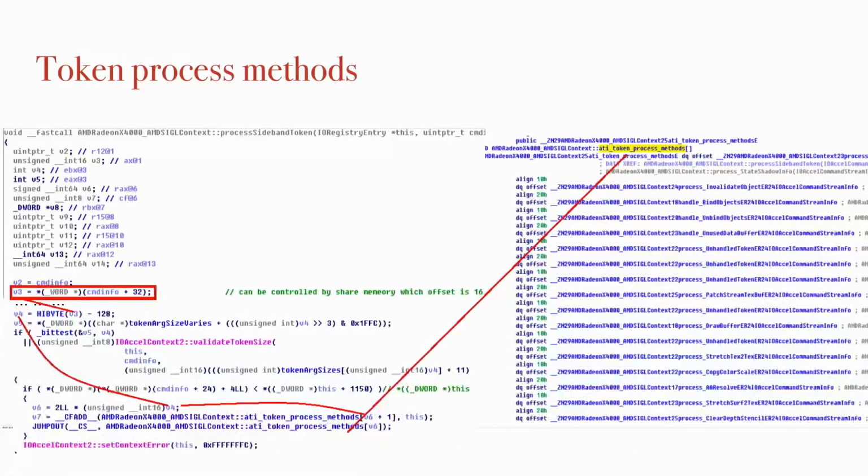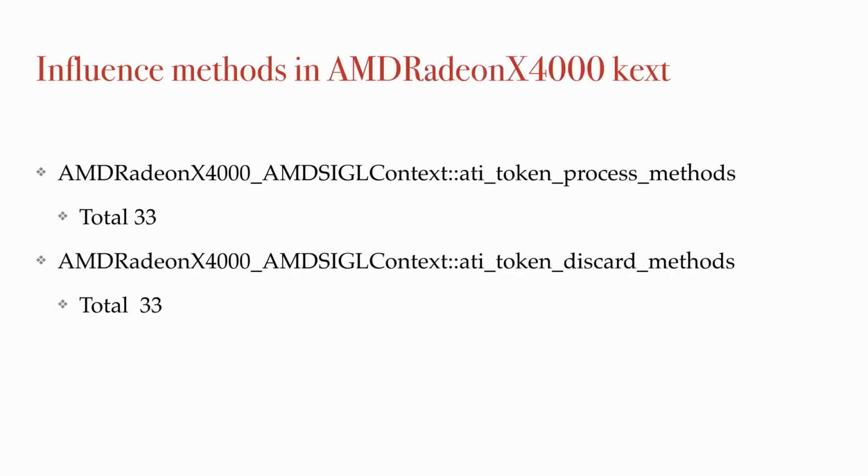Here we can see this function uses command info offset 32 data and an index to call the process functions. And all these functions' arguments are our command stream info object, as mentioned before. Another important thing is that there are a total of 33 token process methods and 33 discard methods in the dispatch table. So for these functions, I think it will be enough for us to find a bug.